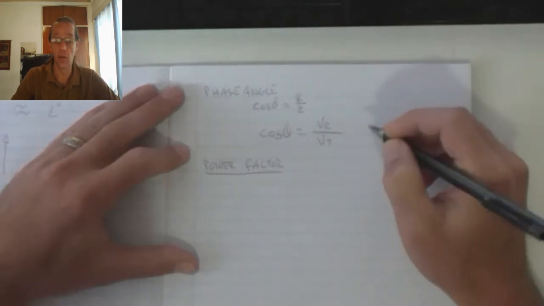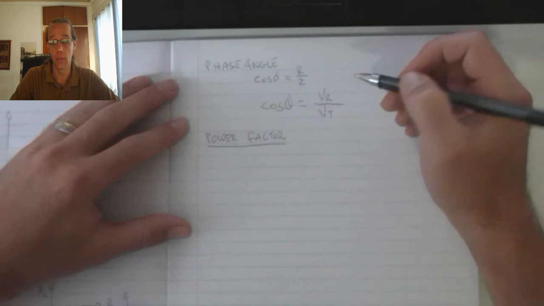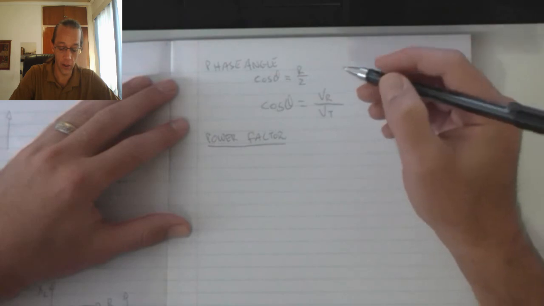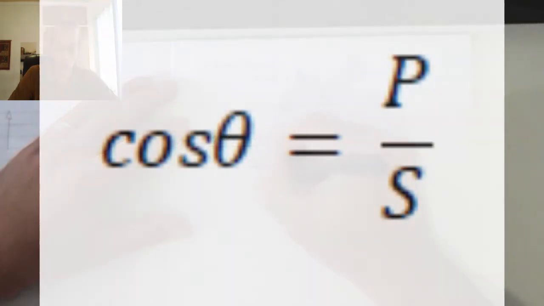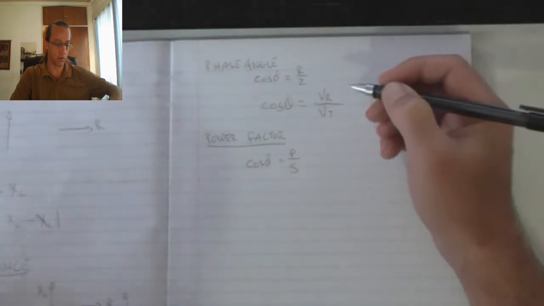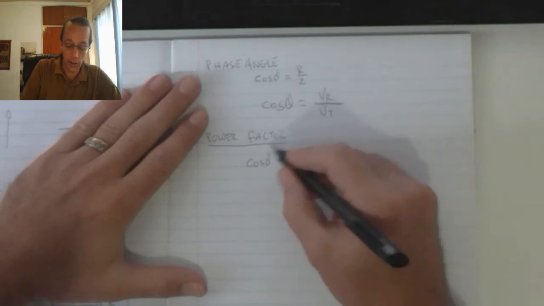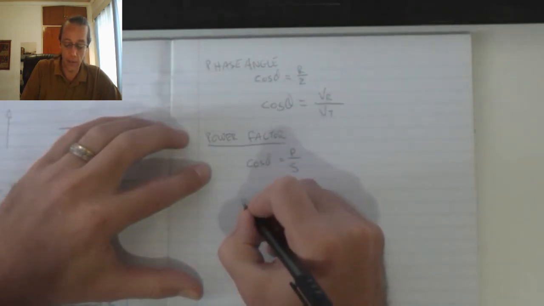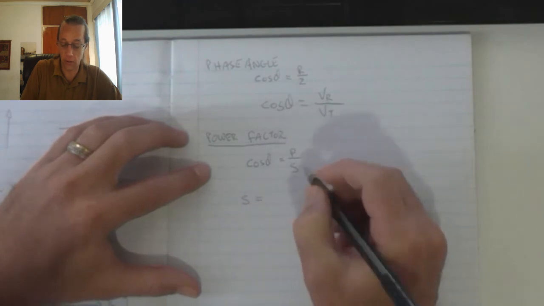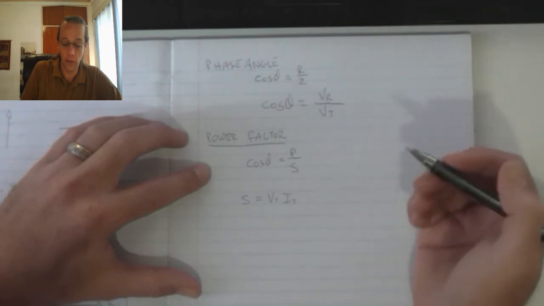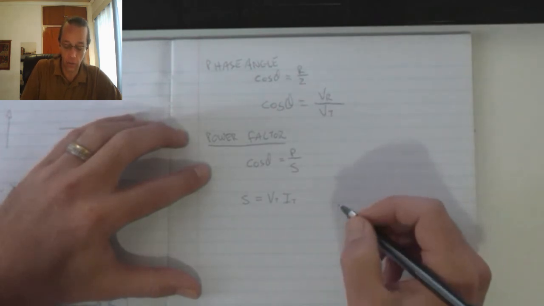I use these exact same formulas when I want to calculate the power factor. Power factor is defined as the ratio between the actual power and the apparent power that is applied to the circuit. So cos theta is equal to the true power divided by the apparent power. Now, in order to determine my apparent power, I just say the total voltage multiplied by the total current, same as we did when we looked in grade 10.